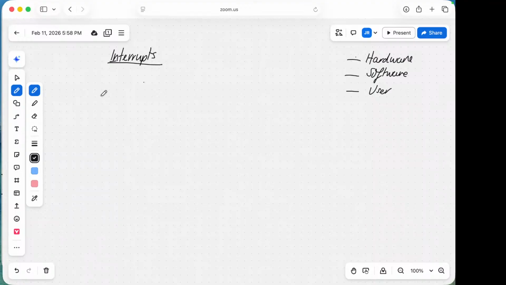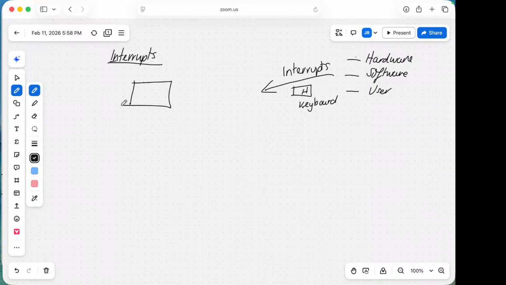So what happens is we've got an interrupt coming in. It's one of these interrupts. We'll pick an example just for this. Let's use the example that they had, the hardware one. So the user presses a key on the keyboard, they press the letter H, for example. So what happens is that interrupt is sent to the CPU.